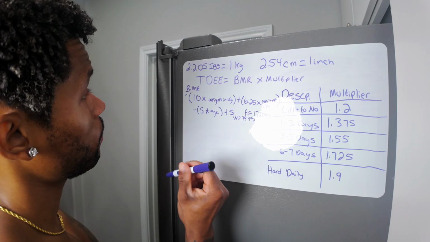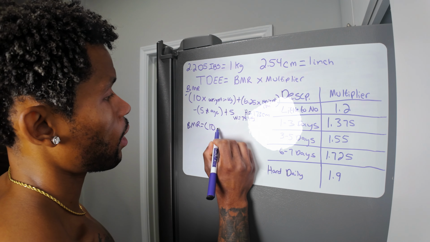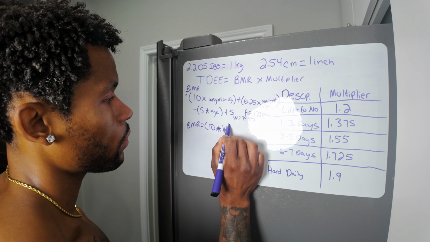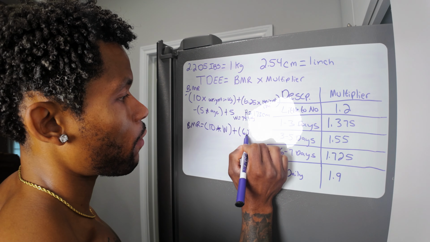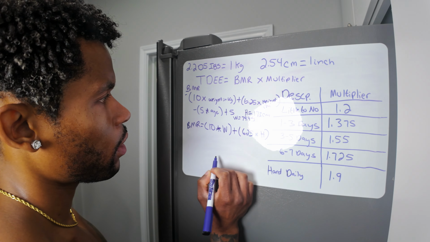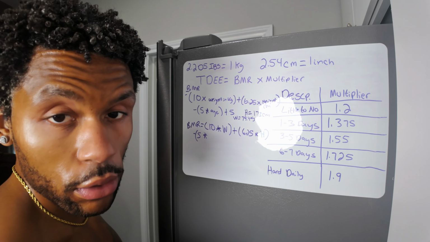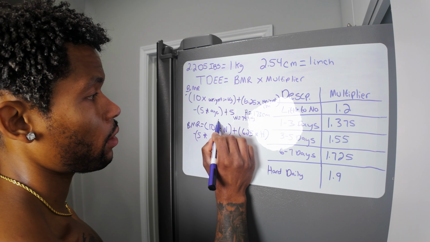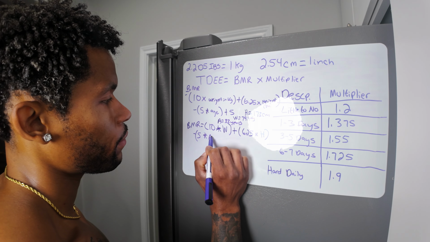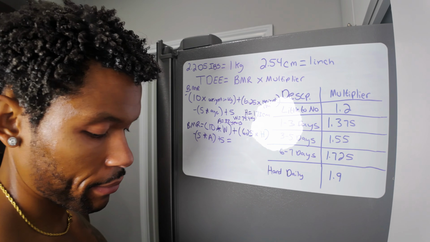I go to my BMR and I say BMR is going to equal 10 times my weight in kilograms, we'll call that W, plus 6.25 times my height in centimeters, call that H, minus 5 times my age. I'm 33, so we'll call that A, equal to 33 years. Times A, and then plus 5. That's going to give me a BMR.